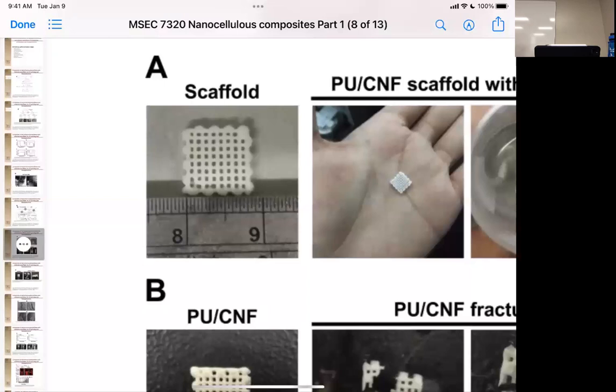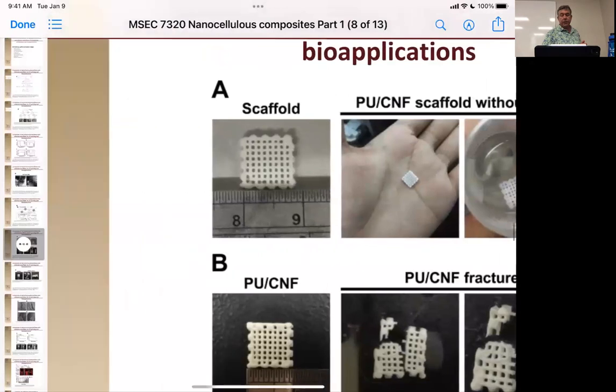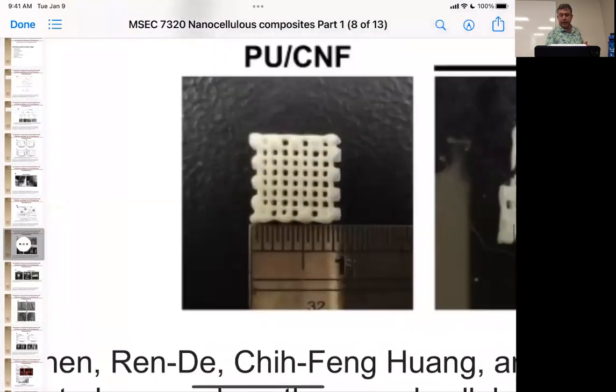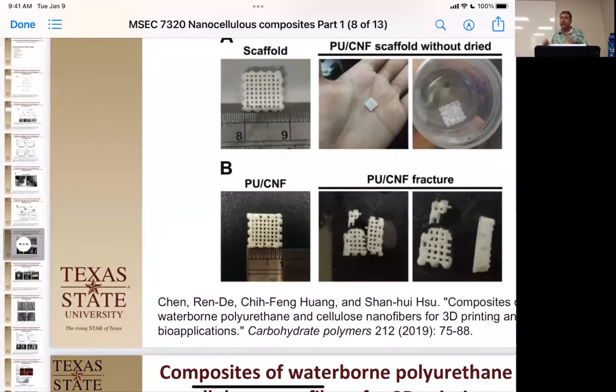Okay. Now, without drying it, it stays together and doesn't fall apart. But when it dries, it actually shrinks significantly. So see, this is almost an inch wide, and this is the other printed one right here. They shrink down to about half their size.